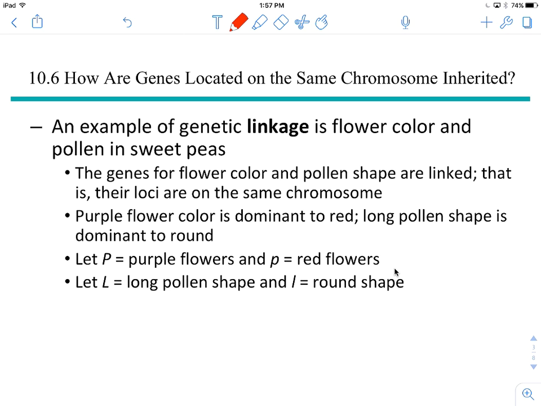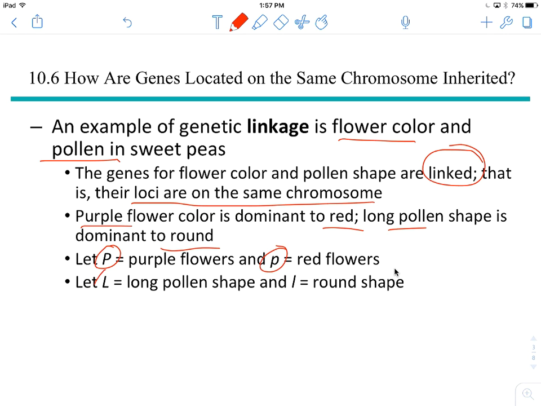Here's a quick example to show you how this looks. Say you have the gene for flower color and pollen shape, and they're linked. Their loci are on the same chromosome. Purple is dominant to red, and long is dominant to round for pollen shape. Here are our alleles: capital P is purple, lowercase p is red, capital L is long, lowercase l is short.